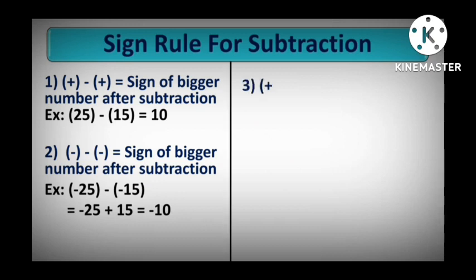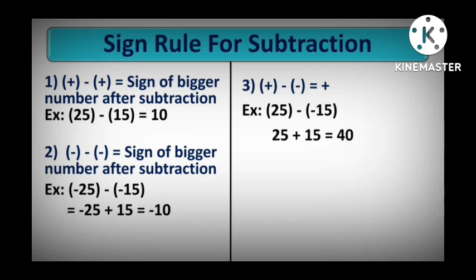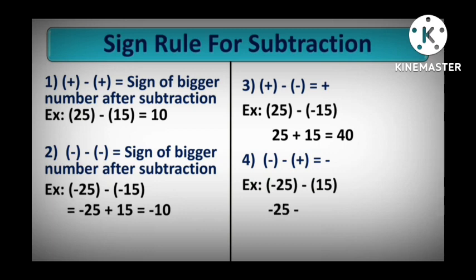Third rule is when a positive number and a negative number are subtracted, we get a positive number as 25 minus minus 15 gives 25 plus 15 equals 40. And the fourth rule is when a negative number and a positive number are subtracted, we always get a negative number. Minus 25 minus 15 gives minus 25 minus 15, that is minus 40.